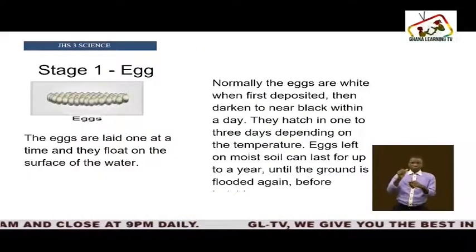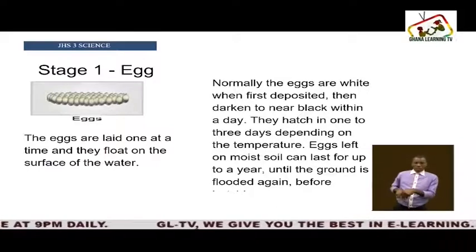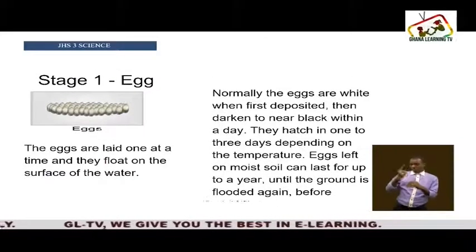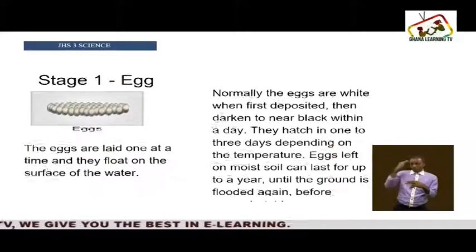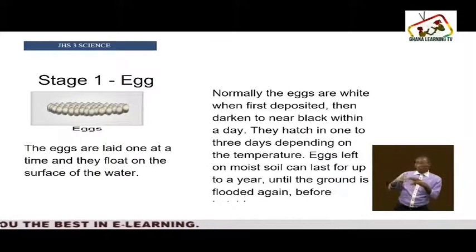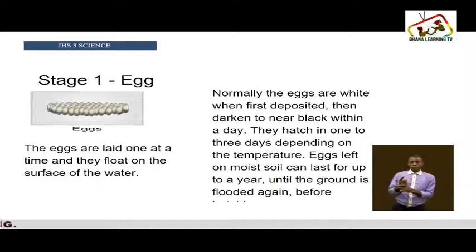So stage 1, we have the adult mosquito. And I said it lays eggs in a cluster. So you could see the cluster of mosquito eggs. They are laid on the surface of water. When the eggs are laid, the color is white, as you can see, but within a day, the color changes.